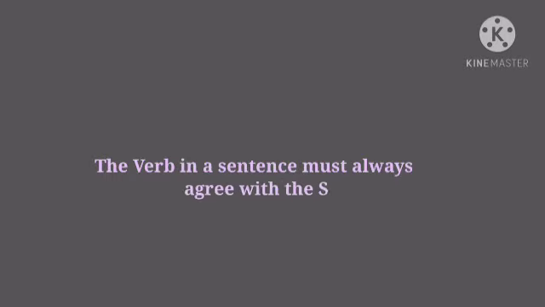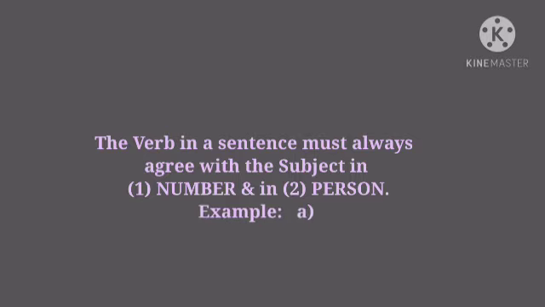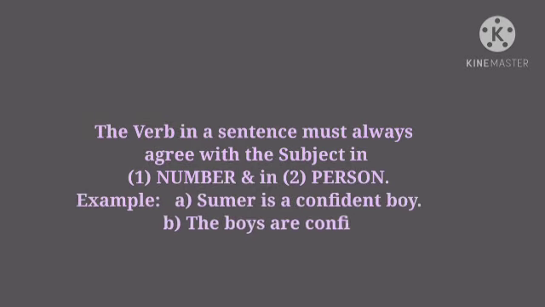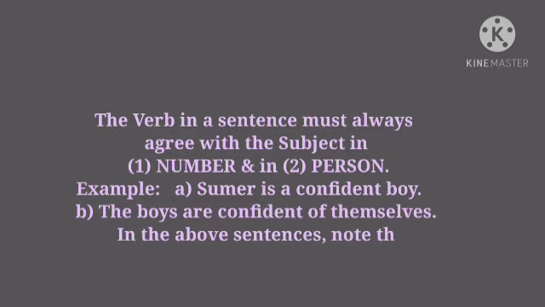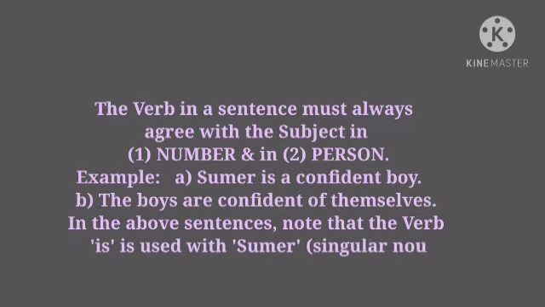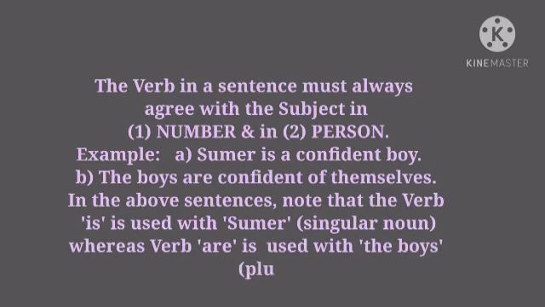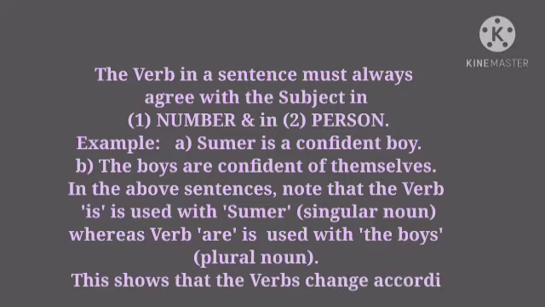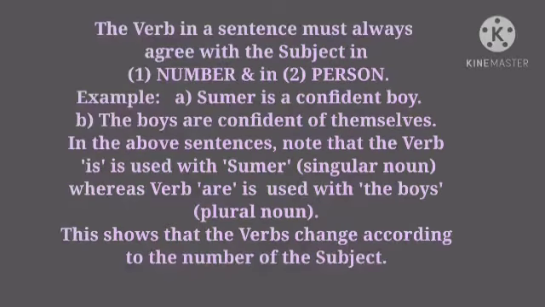We should remember that the verb in a sentence must always agree with the subject in number and in person. For example, Sumer is a confident boy. Second example, the boys are confident of themselves. In the above sentences, note that the verb is is used with Sumer because it is a singular noun, whereas the verb are is used with the boys because it is a plural noun. This shows that the verbs change according to the number of the subject.